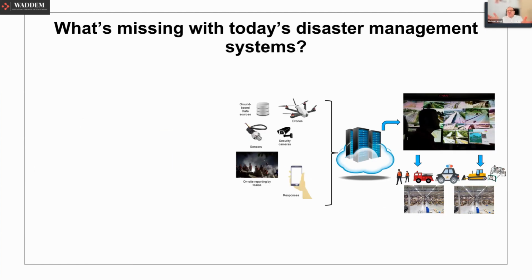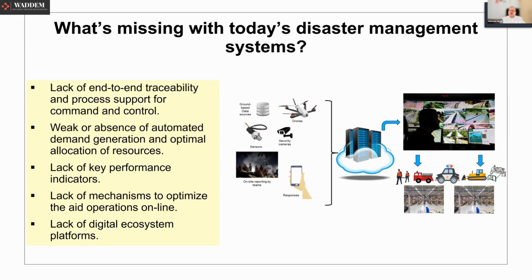You may ask the question, what is missing with today's disaster management systems? Here is a list. We will explain these in detail later in this presentation. Lack of end-to-end traceability and process support for command and control. Weak or absent automated demand generation and optimal allocation of resources. Lack of key performance indicators. Lack of mechanisms to optimize the aid operations online. And lack of digital ecosystem platforms.